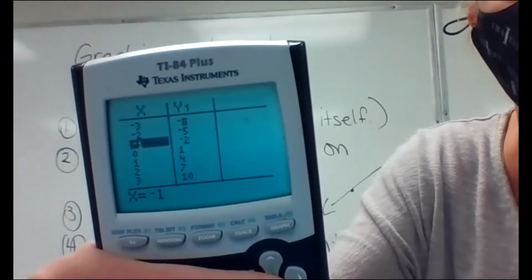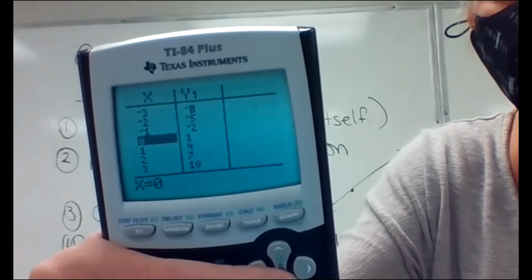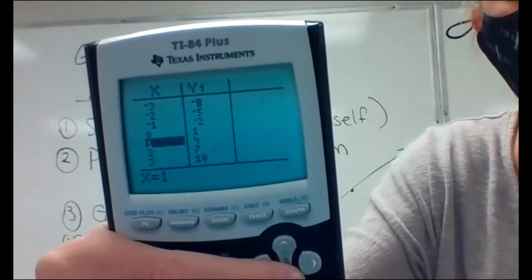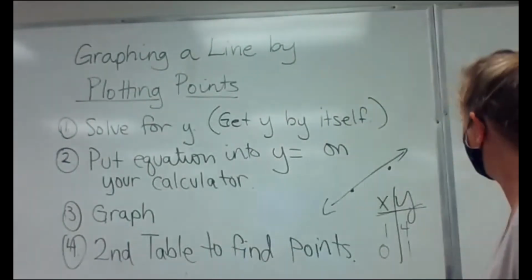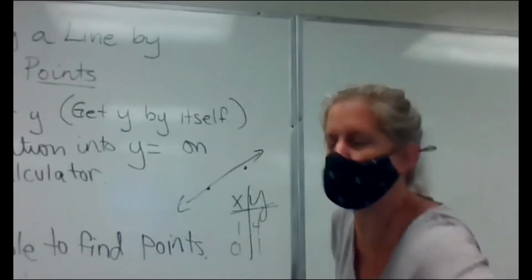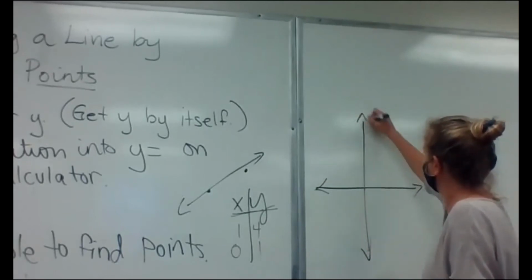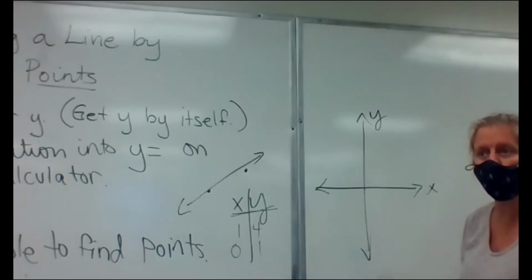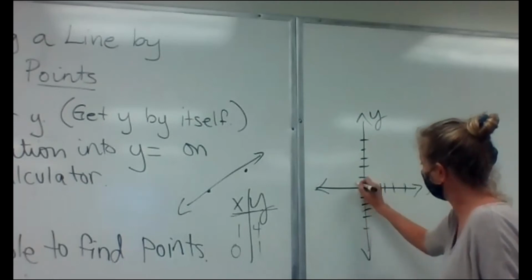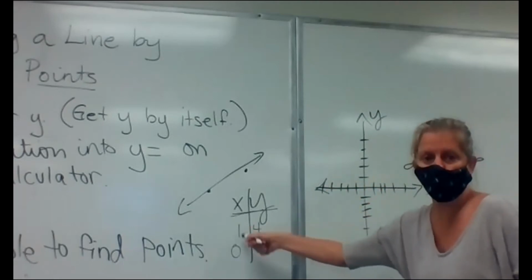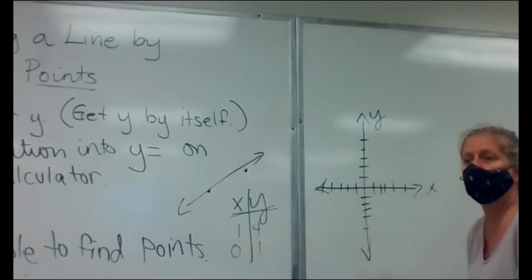So for instance, if I was going to actually graph this 3x plus 1, I could choose this point, 0, 1, and this point, 1, 4. Plot those points and graph the line. If I was going to plot those points, there's my XY axis. So I went ahead and wrote those on the board. 0, 1, and 1, 4. So let's see if I plot this point, 0, 1.